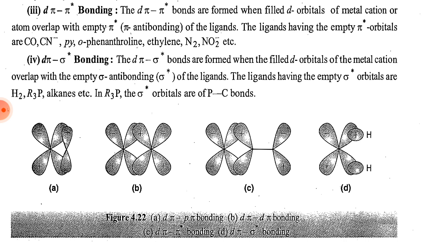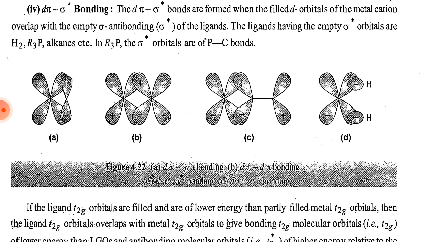Fourth, d pi-sigma star bonding. The d pi-sigma star bonds are formed when the filled d orbital of the metal cation overlaps with the empty sigma antibonding orbital, sigma star, of the ligand. The ligands having empty sigma star orbitals are H2 and R3P, trialkyl phosphine, and so on. In a trialkyl phosphine, the sigma star orbitals are of the P-C bonds. A is d pi-p pi bonding, B is d pi-d pi bonding, C is d pi-pi star bonding, and D is d pi-sigma star bonding.